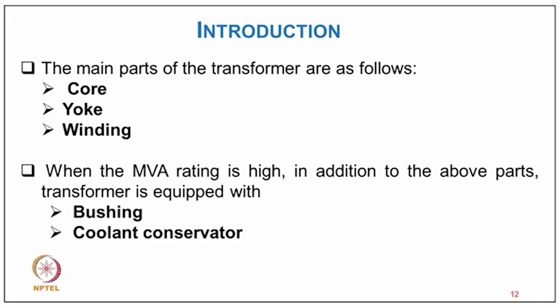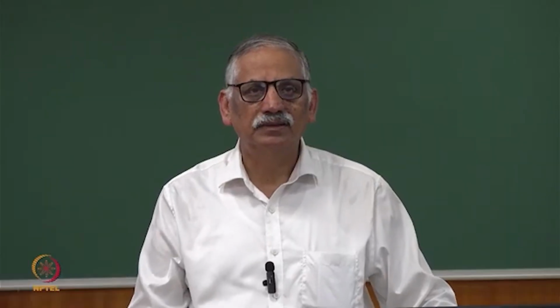To transfer the energy from the primary side to the secondary side or many secondaries. So, when the MVA rating of the transformer is high, in the case of a large transformer, it is equipped with a bushing and coolant conservator for effective cooling as well as to provide the protection for the high voltage. So you can just see here the main parts of the transformer.